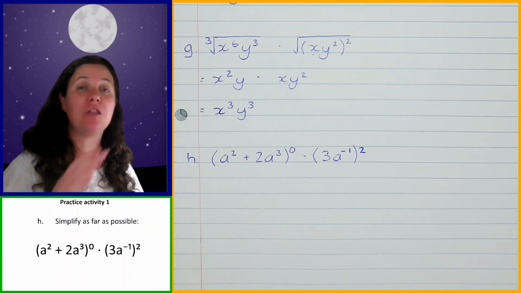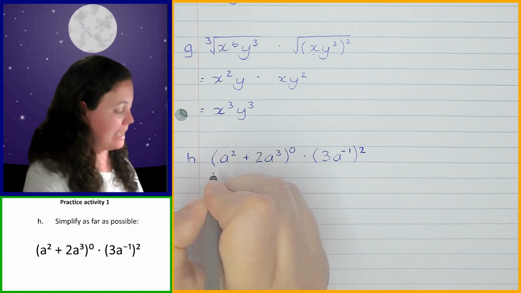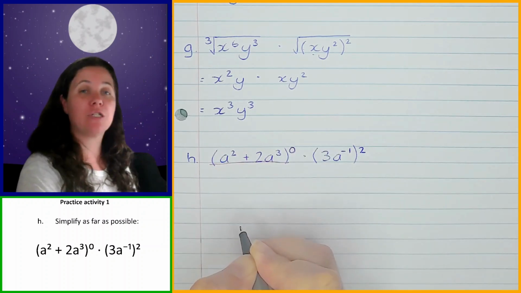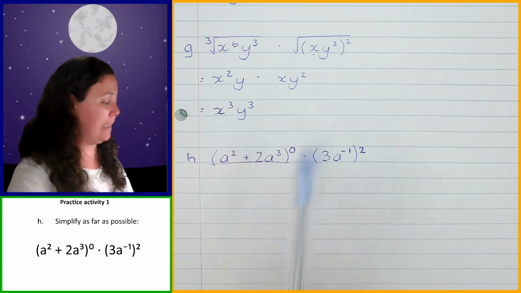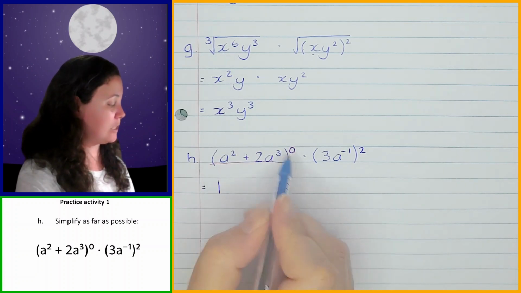And remember, anything to the power of 0 is equal to 1. So if I just take this as a base to the power of 0, it's going to change to 1. So anything to the power of 0 is going to change to 1. So this whole thing is going to change to 1. Okay, because it's the power of 0.